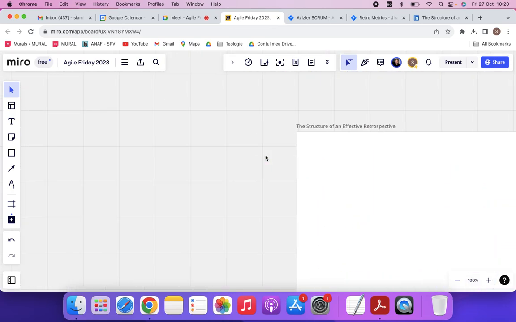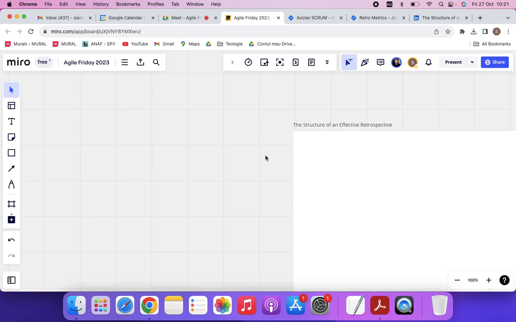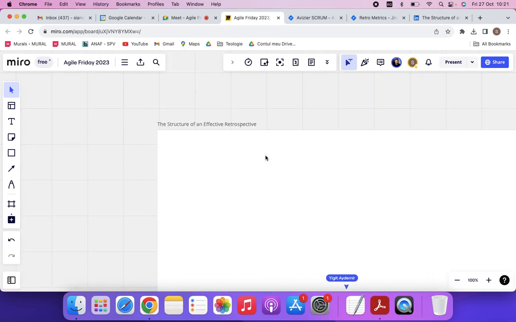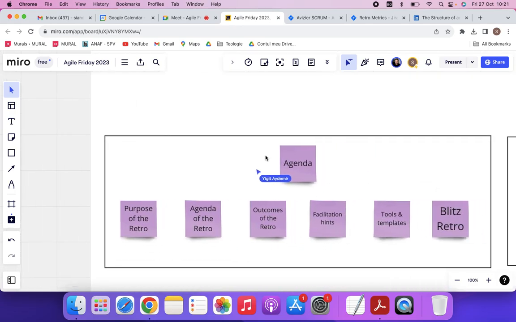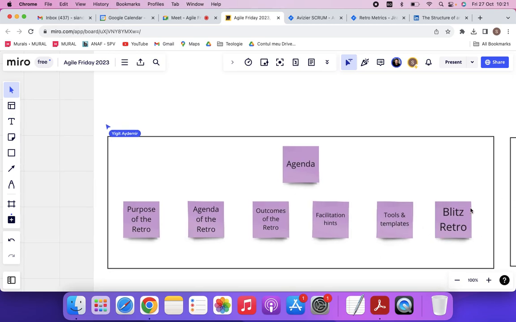So the topic of today is the structure of an effective retrospective. First of all, I want to start a discussion about the agenda of this topic. Today we will go through the purpose of the retro, the agenda of a retrospective, outcomes of the retrospective, some facilitation hints, tools and templates that maybe you can use, and, of course, since we are at the retro, a short blitz retro.